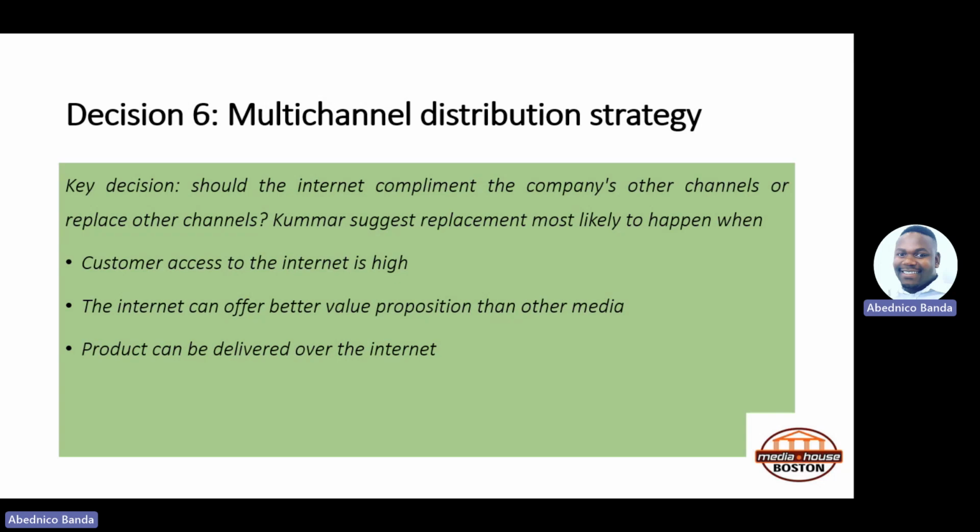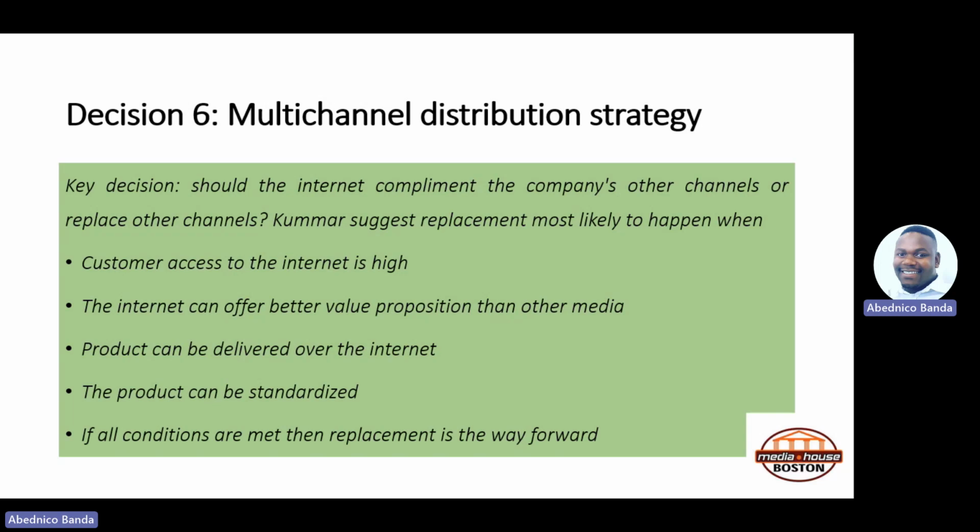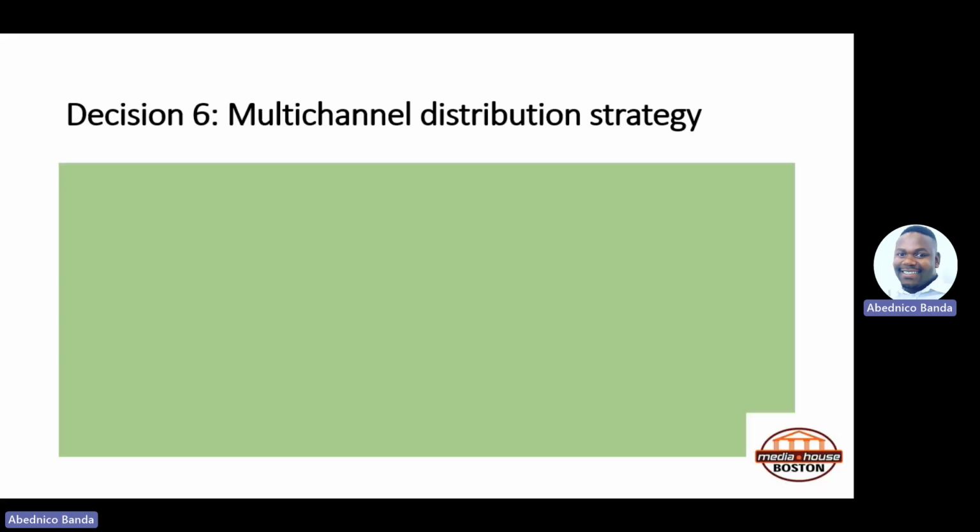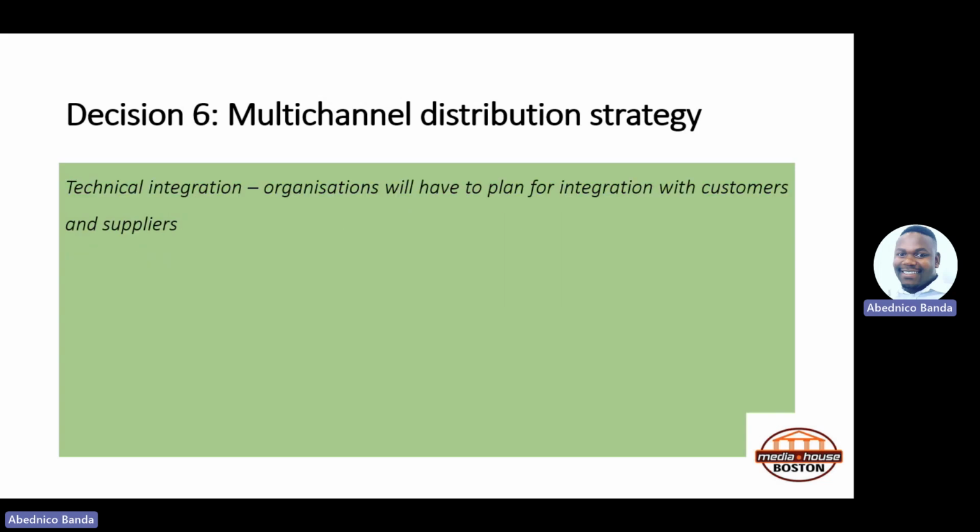You can also fully migrate to digital when the product can be delivered over the internet, and not all products can be delivered over the internet, by the way. And when the product can be standardized, and also if all the conditions are met, then replacement is the way forward. So technical integration: organizations will have to plan for integration with customers and suppliers.